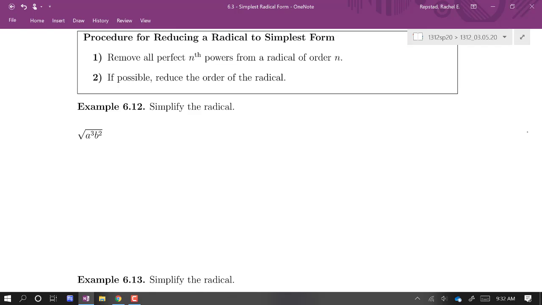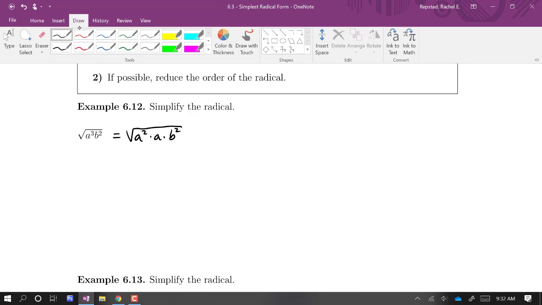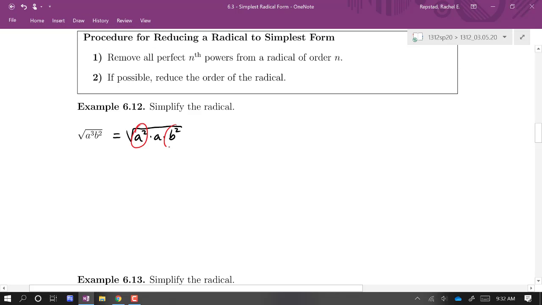Let's simplify this radical. It's a square root. So that means I could take out any perfect squares. I'm going to rewrite this as a squared times a times b squared. It's squares that get to come out of a square root. So here's an a squared and a b squared. They each contribute a single factor outside. So I have an a times b, and then what's left inside is just a. So I have ab times the square root of a.